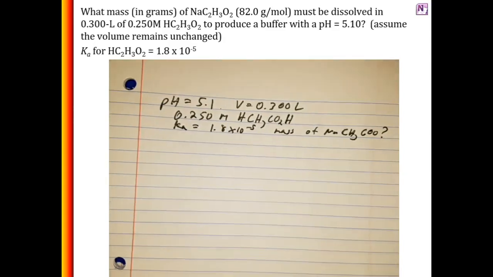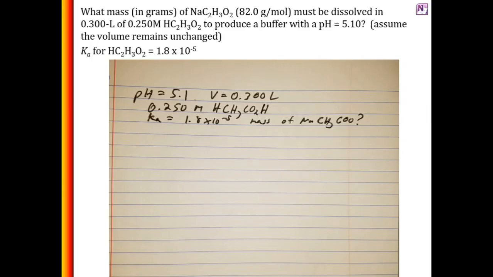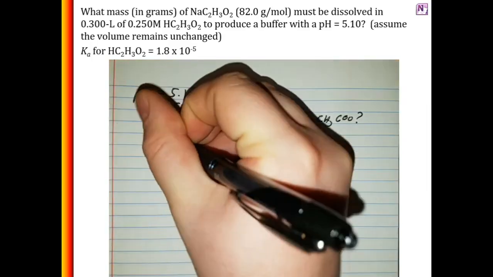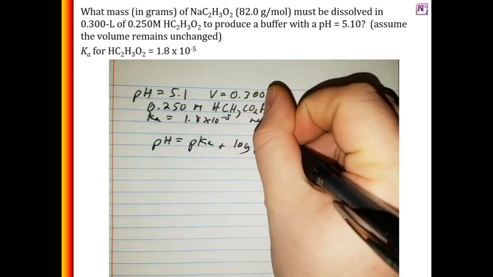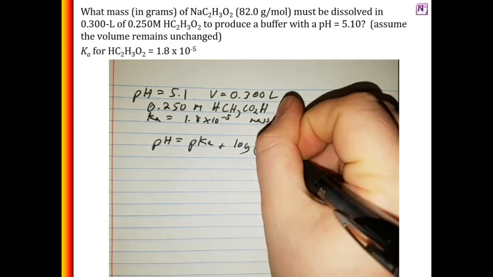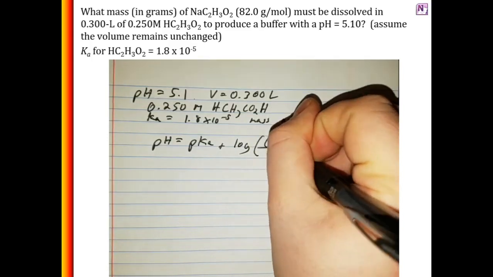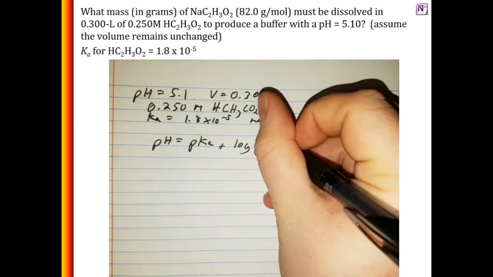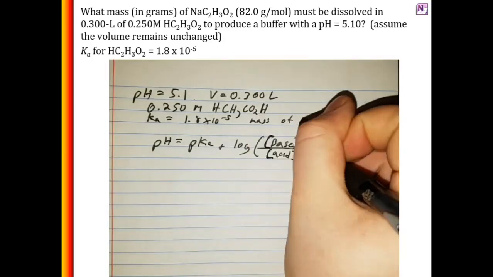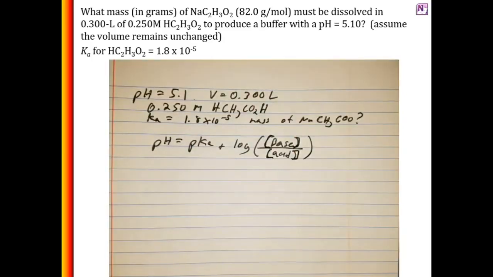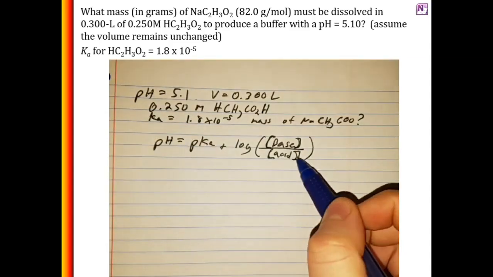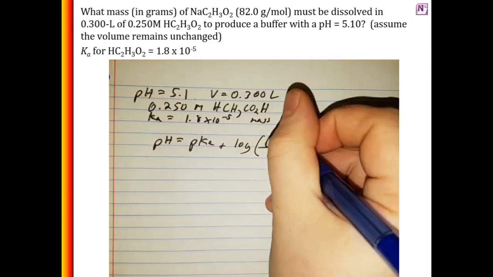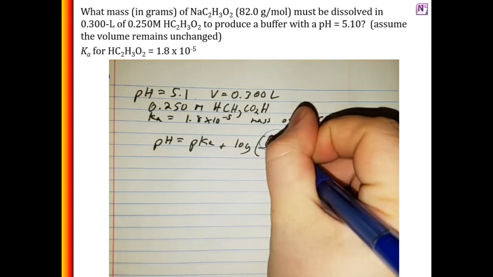So we're going to start out by setting up our Henderson-Hasselbalch again. So pH is equal to pKa plus the log of the ratio of our base over our acid. Those are both our concentrations. This time we know the concentration of our acid. They told us that, so we know this part. So what we're looking to solve for this time is the numerator. We want to know the concentration of the base, and then therefore we'll know how many grams.